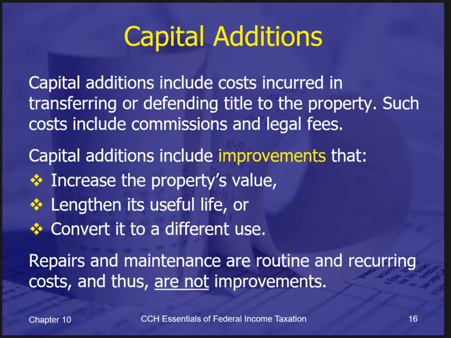In addition, over time, you may make improvements. And this is where the IRS and a lot of companies come into a lot of disagreement, whether an improvement actually increases the property's value, lengthens its useful life, or converts it to a different use or a better use. Companies want to deduct it for their tax purposes, so they think it's a repair and routine. And the IRS would say, no, it's an improvement. And there have been a lot of court cases about that. It's not easy to tell.